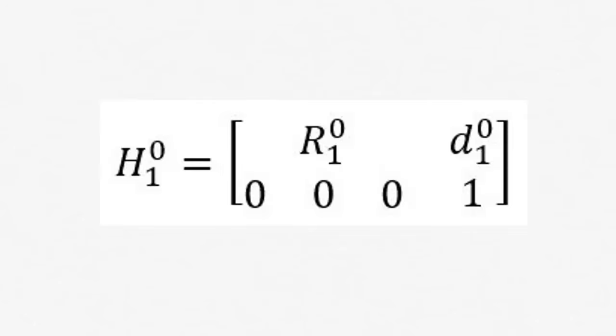Previously, we learned how to find the homogeneous transformation matrix by first finding the rotation matrix and the displacement vector for each pair of subsequent frames, and then assembling those two components together into the homogeneous transformation matrix. There's another way to find the homogeneous transformation matrix that's kind of a shortcut method. It's called the Denavit Hartenberg method.